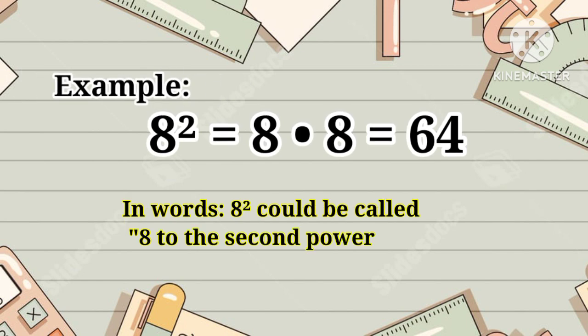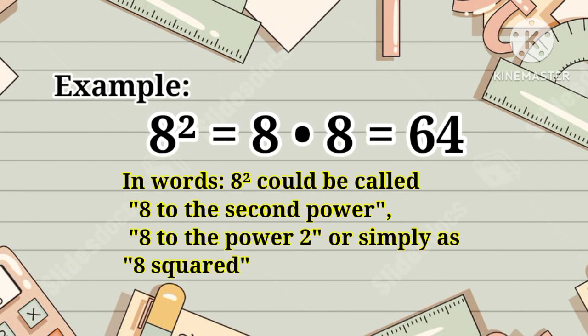For example, 8 squared is equal to 8 times 8 is equal to 64. In other words, 8 squared could be called 8 to the second power or 8 to the power of 2, or simply 8 squared.